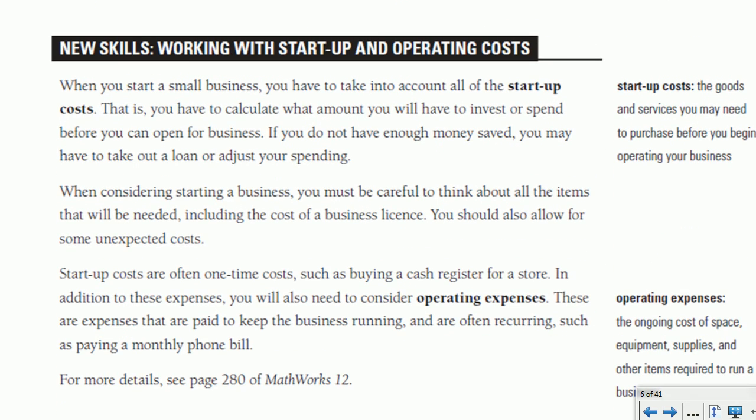And now we're going to look at working with startup and operating costs. So when you start a small business, you have to take into account all of the startup costs. So you need to calculate what amount you have to invest or spend before you can open for business. If you do not have enough money saved, you may have to take out a loan or adjust your spending. When considering starting a business, you must be careful to think about all the items that will be needed, including the cost of a business license. You should also allow for some unexpected costs.